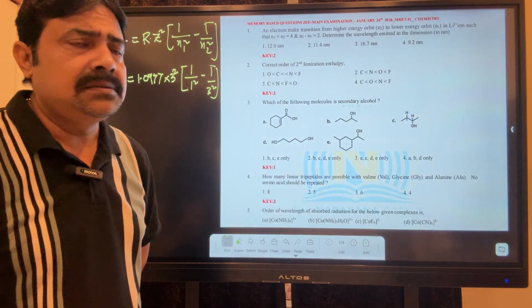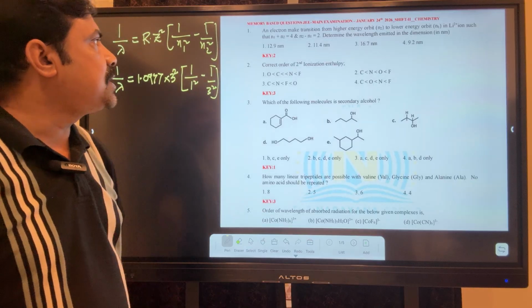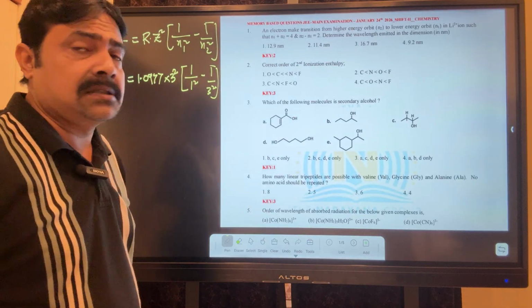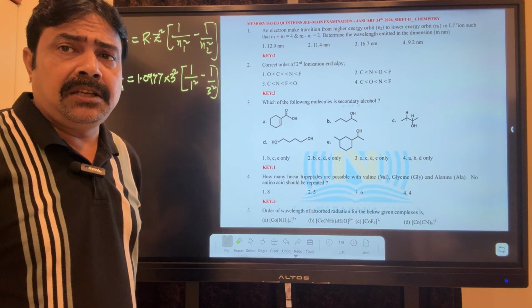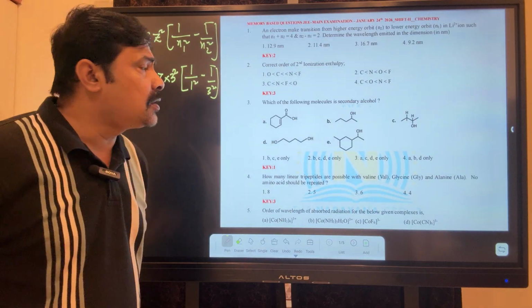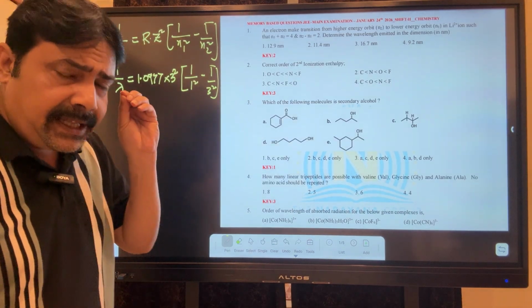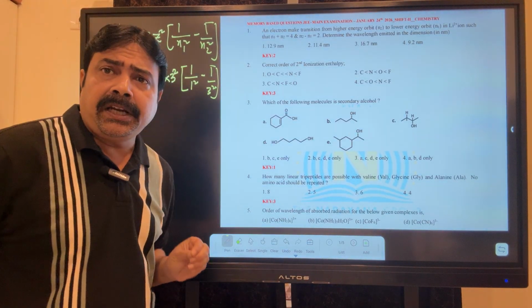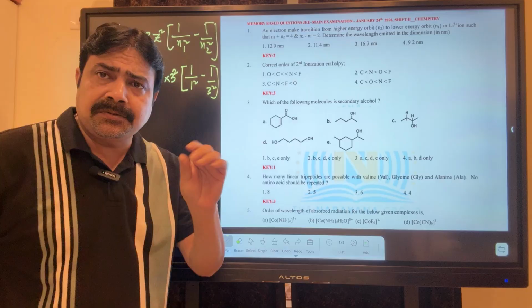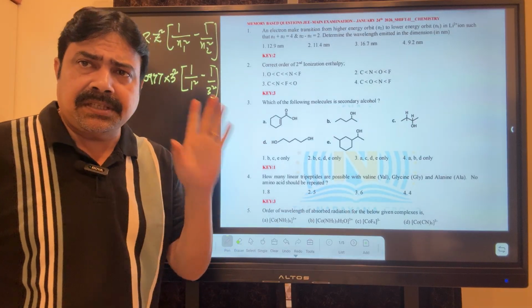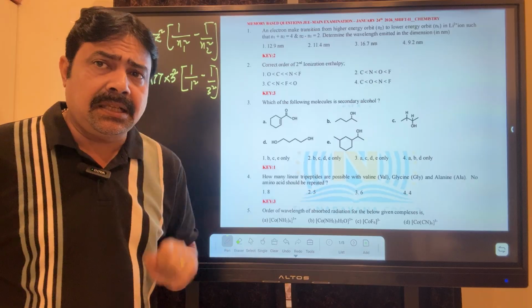That is the funda. Now, second question: look at the correct order of second ionization enthalpy they are asking, for the second period elements carbon, oxygen, nitrogen and fluorine. Very basic funda: whenever there is a half-filled p orbital, definitely the species has a higher ionization energy. Generally for first ionization energy, nitrogen is greater than oxygen.